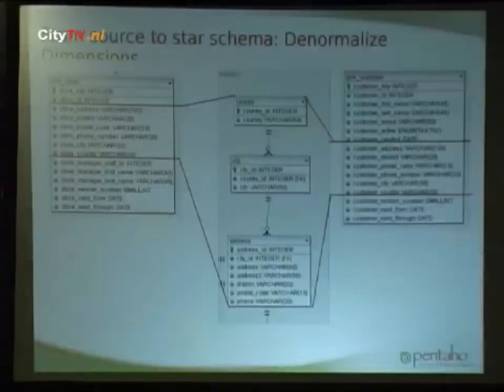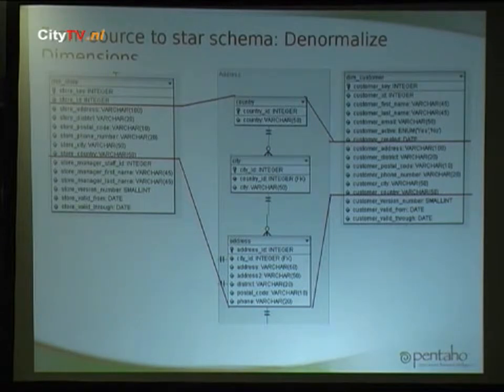So, quick mapping. We see the address bit in our normalized schema is in the middle here. So we have different tables for country, city, and address in the operational system. But in the star schema, these addresses are duplicated into the store dimension and duplicated into the customer dimension. And this allows us to break down customers and stores from country to city, to district, to individual store or individual address.